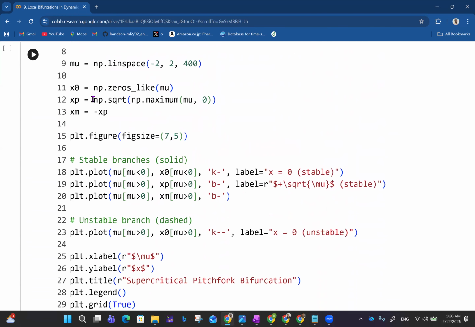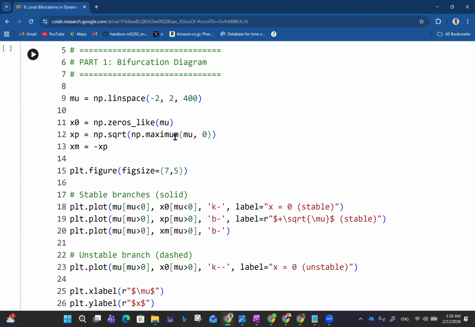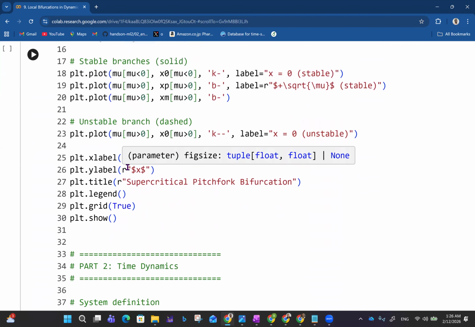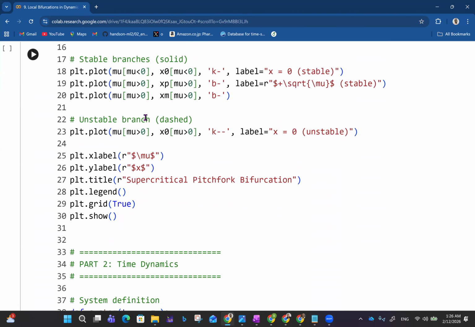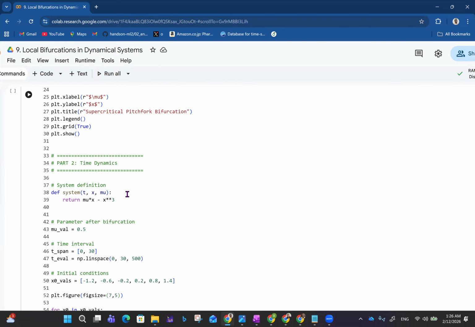So we have the equilibrium, one is zero, right? The other is plus or minus square root of mu. So you have x is zero, x of zero is this. Xp, you have square root of the maximum of mu or zero, whatever that is. The next term is minus xp. And all that, now you try to plot for different values of mu less than zero and mu greater than zero. So you pair them up like this: mu less than zero and x naught for mu less than zero and all that. Then I'll just do this plot and then I'll allow the plot to speak for itself.